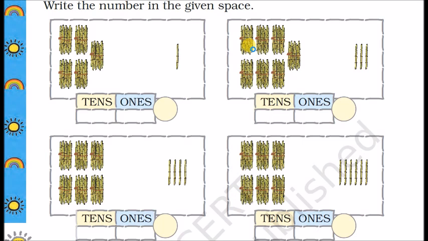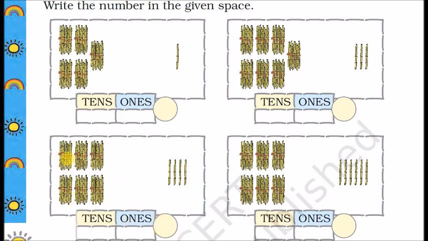How many tens? 1, 2, 3, 4, 5, 6 and 7. 7 tens. And how many ones? 1, 2 and 3. Write 3. 7 and 3, 73.